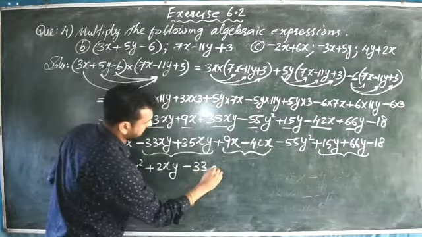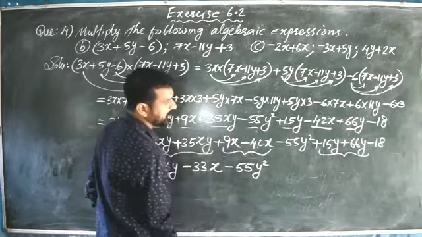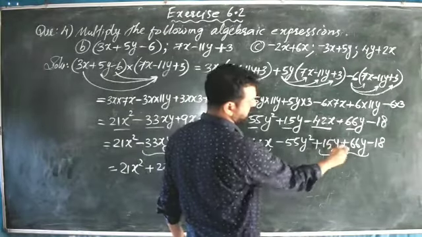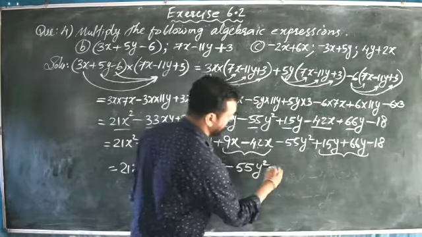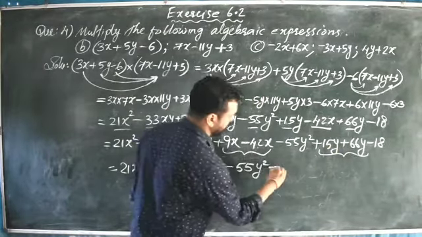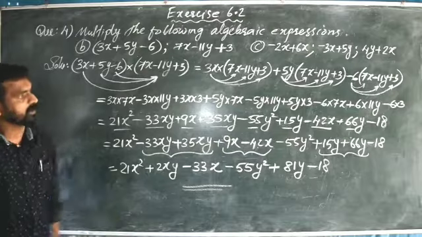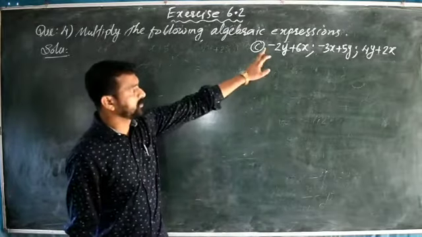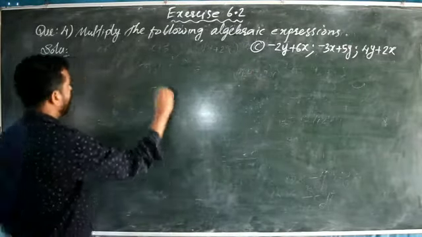Then next term we will write as it is, that is minus 55y square. Now y term we can add it, both are positive, adding and putting positive sign. Plus 15 plus 66, 6 plus 5, 11, 1 remainder 1, 6 plus 1, 7 plus 1, 8, 81y minus 18. That is the answer. Now let's see question number C. Okay, now we will multiply question number C.